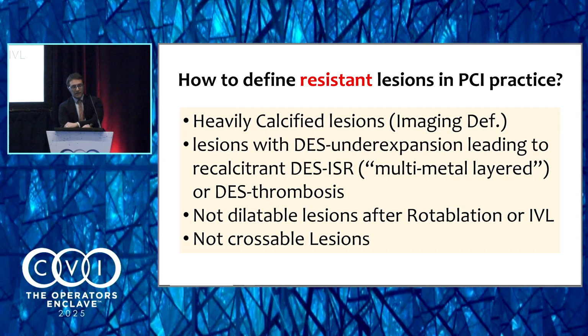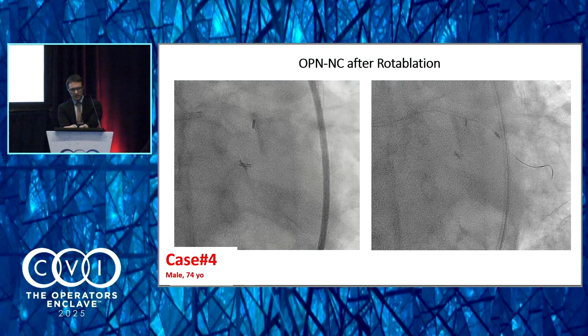So I repeat, in most cases you must not go to 40 atmospheres, but with the buddy wire technique, less. 30 atmospheres does the job because we are helped by the wire. So first, cutting balloon, rotablation, instant problem. This is what we learned.